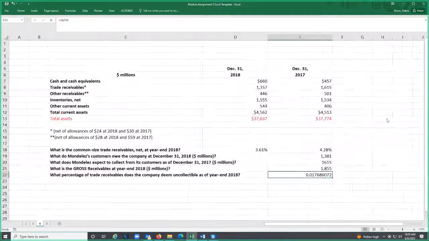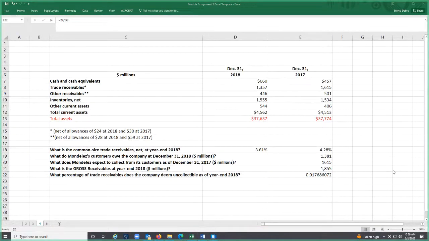Okay, for problem 4, again, I'm going to make it bigger. I don't know how big I can make it, but as big as possible for you to see it. Let's see, in this problem I have 2 years here, 18 and 17. I have cash equivalents. It's telling you trade receivables, other receivables, which are not trade receivables, just other receivables. Inventories, net, other current assets, and total current assets. And this is the total assets.